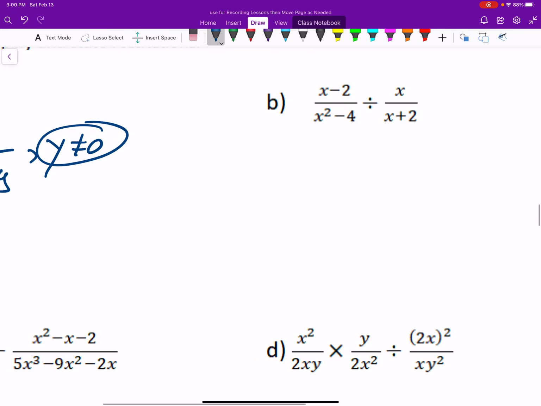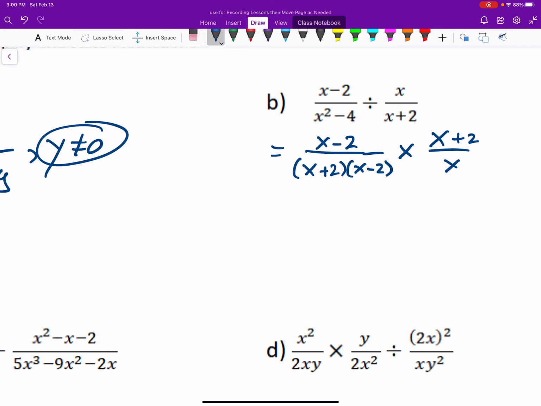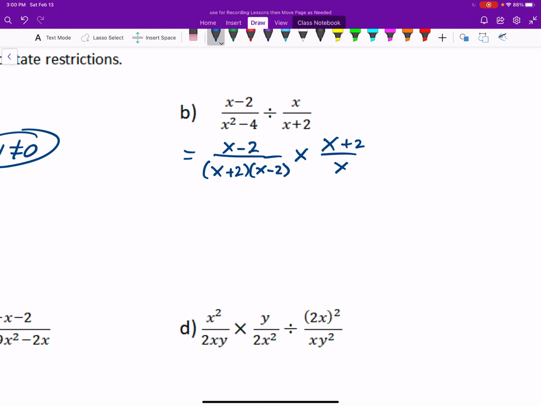Here's a couple of binomials. So again, I will start by flipping it. Well, actually, I'll factor the first one since I can. X squared minus 4 factors to x minus 2 times x plus 2, whichever you want to do first, and minus 2 times, flip it upside down, x plus 2 and x. So I flipped it and I changed it to a multiply.